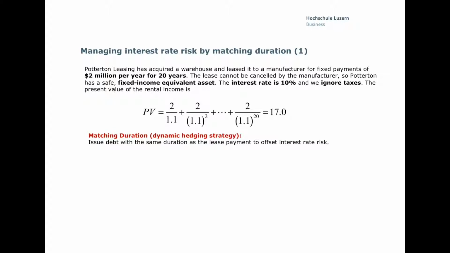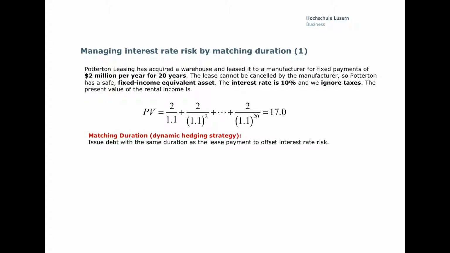Potterton Leasing has acquired a warehouse and leased it to a manufacturer for fixed payments of $2 million per year for 20 years. However, the lease cannot be cancelled by the manufacturer, which implies Potterton has a safe fixed income equivalent asset. Suppose the interest rate is assumed to be 10% and the term structure of interest rate is flat. Moreover, in order to keep things simple, we don't care about taxes.